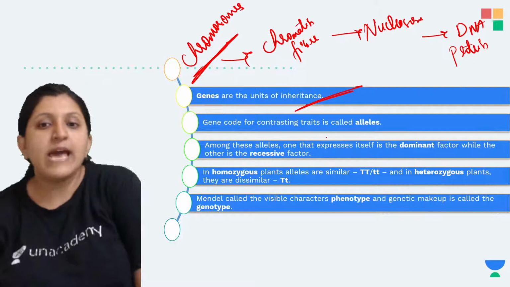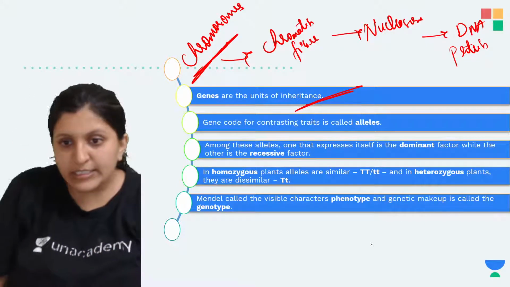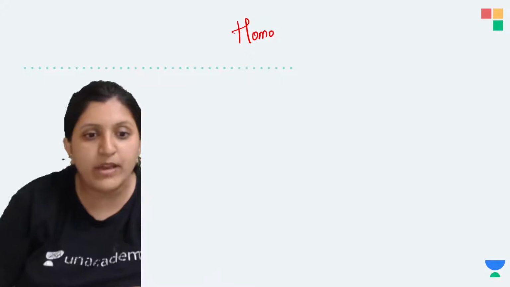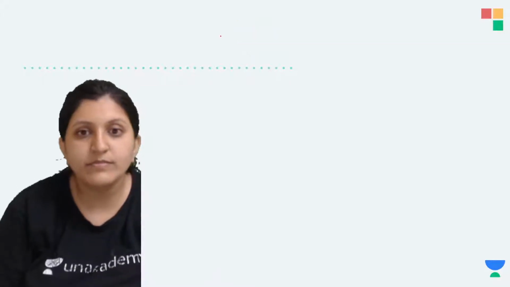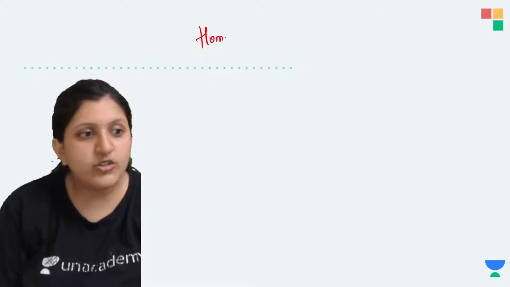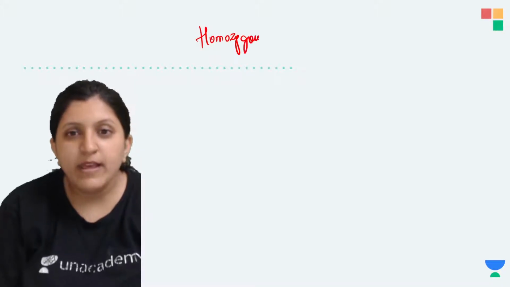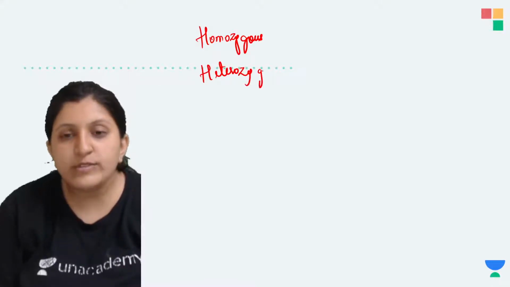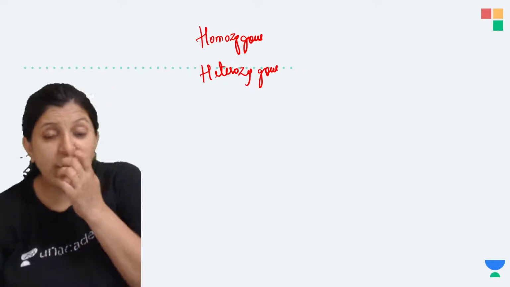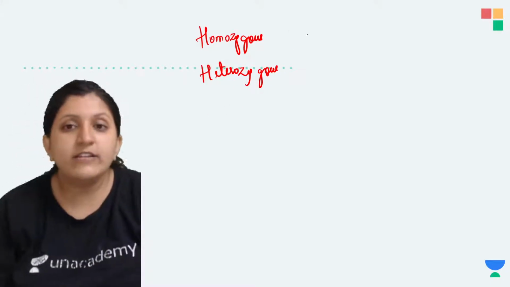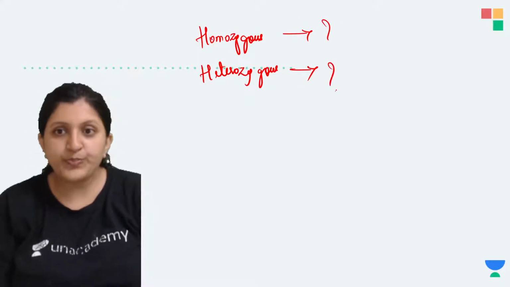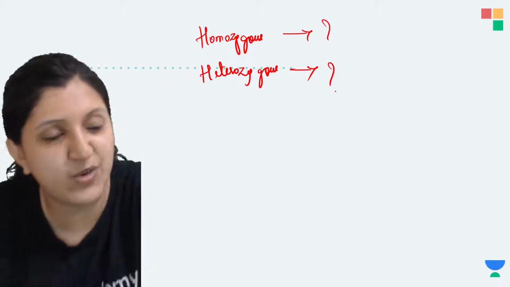Now, in homozygous plants the alleles are TT. I'll explain it here. There are different terms you will come across: homozygous, and then heterozygous. What exactly is homozygous, and what exactly is heterozygous? Any idea, any of you?